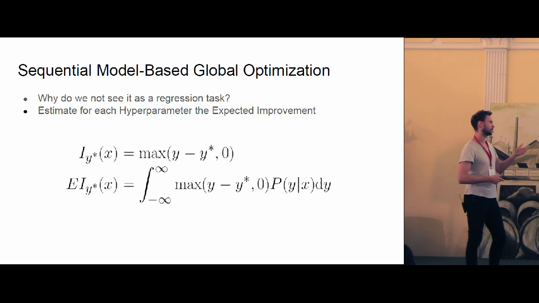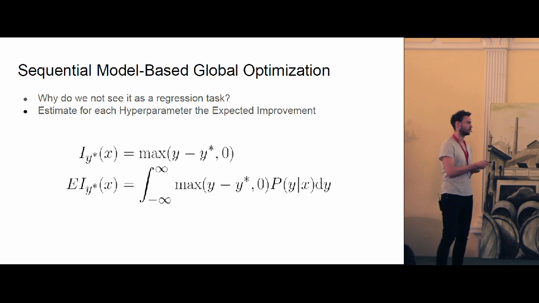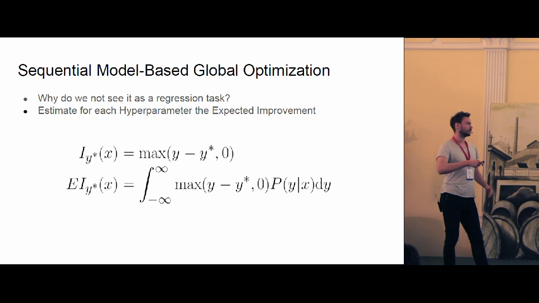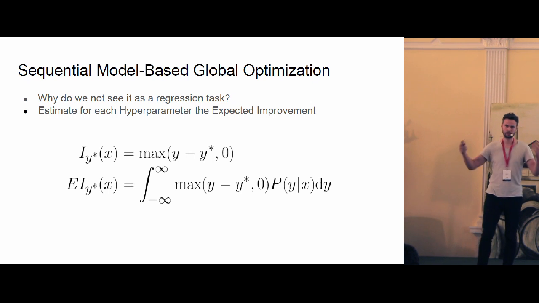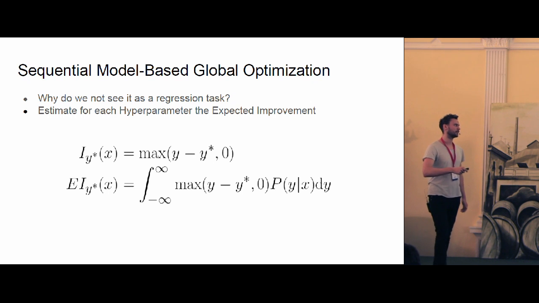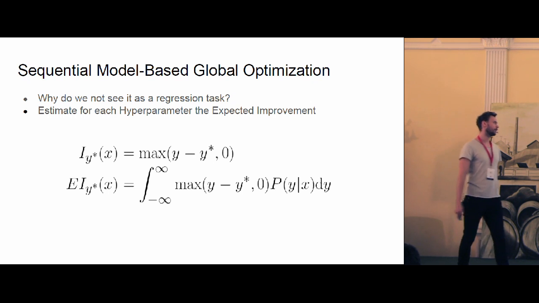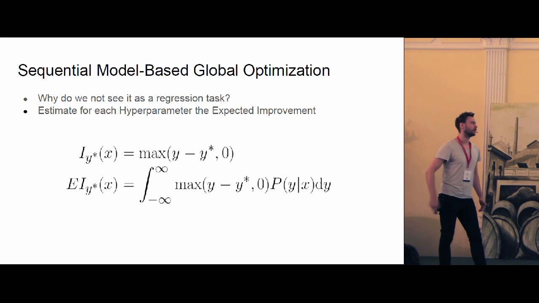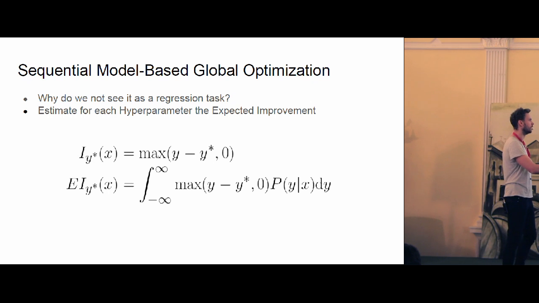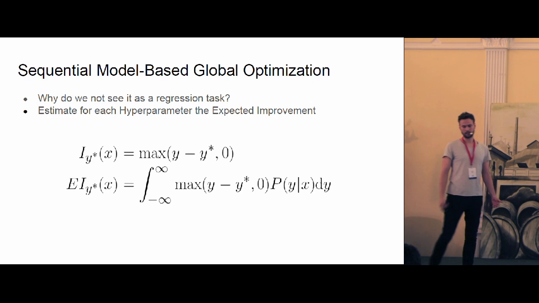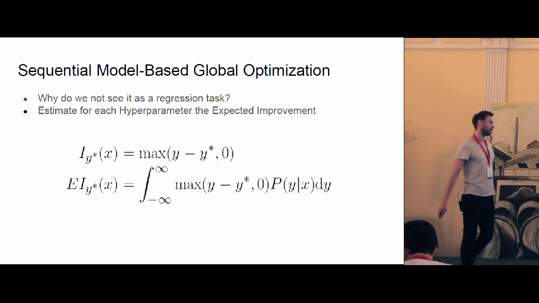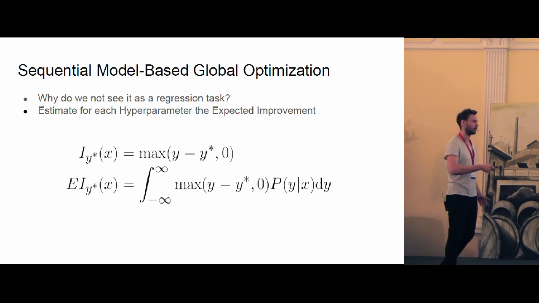So what is the improvement or expected improvement? We have our best parameter so far, that's y star. We take the distance to some other point y. If it's better than y star, this is positive. If it was worse, so basically we want to maximize our parameters, we have the distance just to the best point. And the expected improvement then is really simple. We average over all y's, and our model P(y|x) tells us how likely it is that we're going to reach this level of performance for a given hyperparameter.